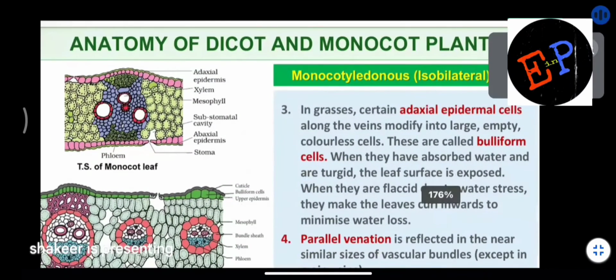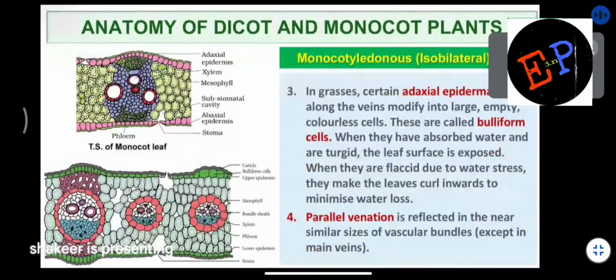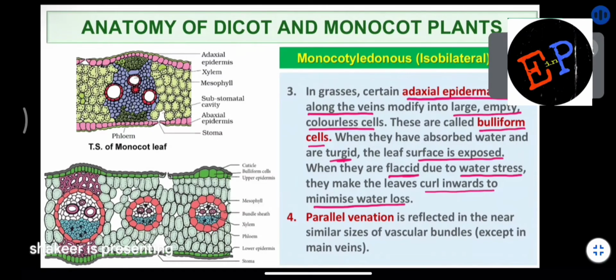In grasses, next we are studying the same monocotyledonous leaf. Certain adaxial epidermis cells along the veins modify into large, empty, colorless cells. These are called bulliform cells. When they have absorbed water and are turgid, the leaf surface is exposed. And when they are flaccid because of water stress, they make the leaves curl inwards to minimize water loss. This is one special characteristic of the monocotyledonous leaf.